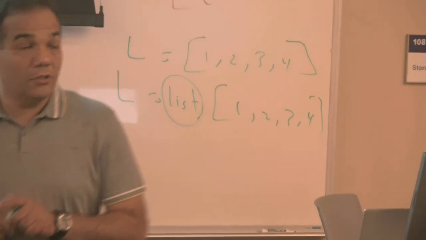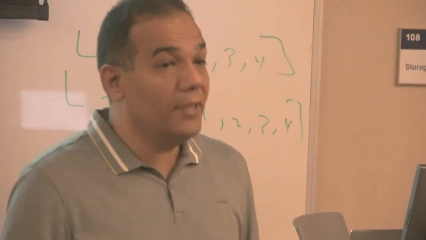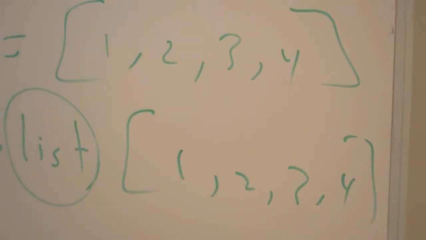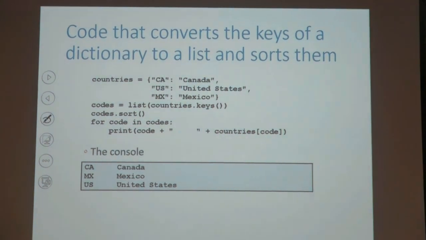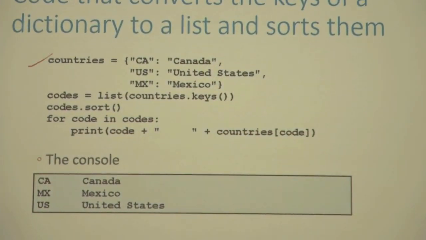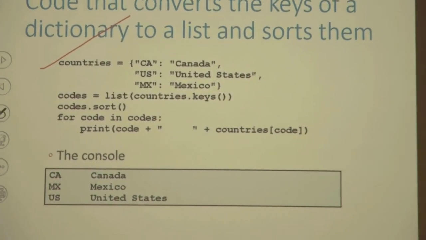All right? So now we could use list and dict to convert. We could convert a dictionary to a list and a list to a dictionary. Nice, right? So, convert list to dictionary and dictionary to list. These are the two methods. So let's take a quick example. Countries, what is countries in here?